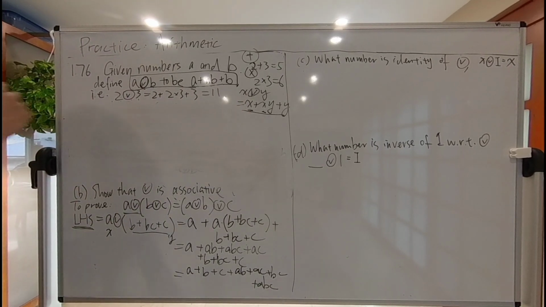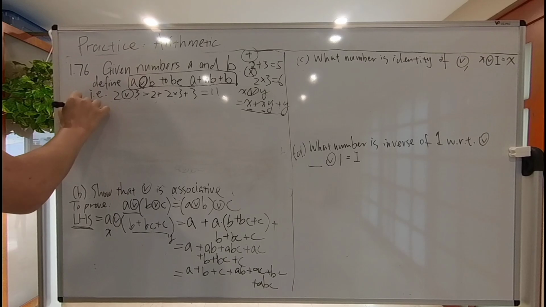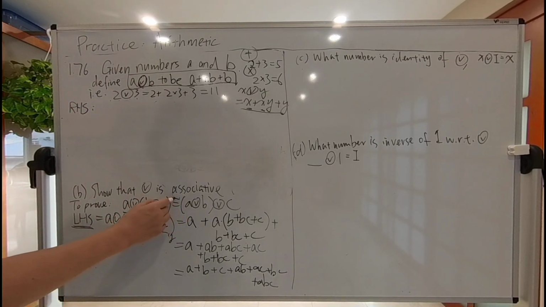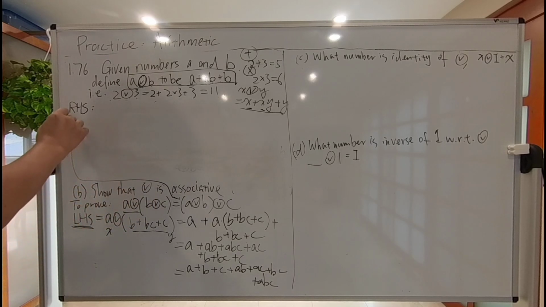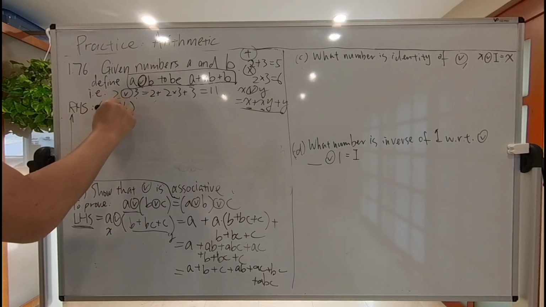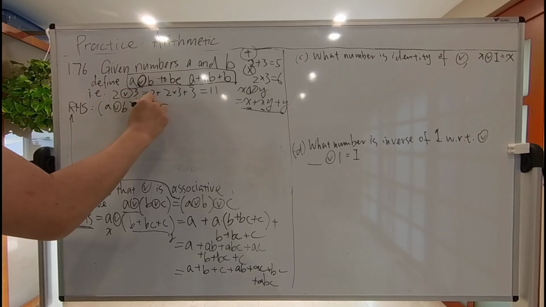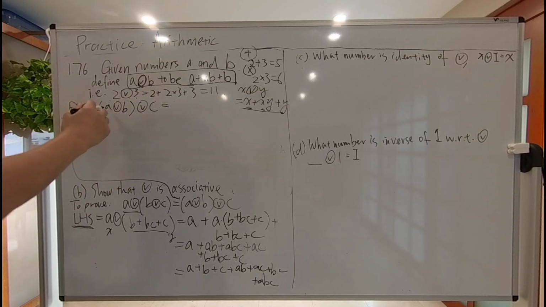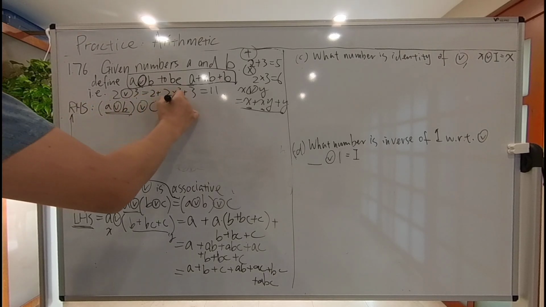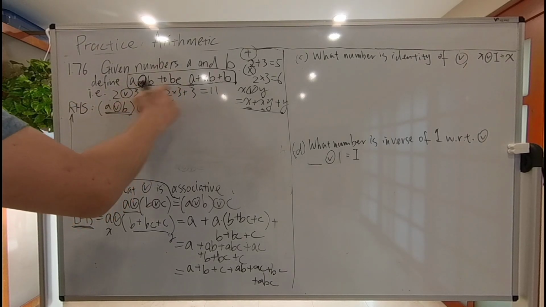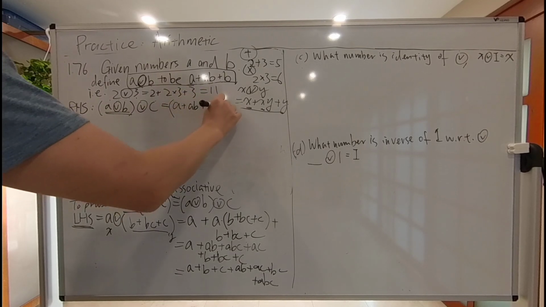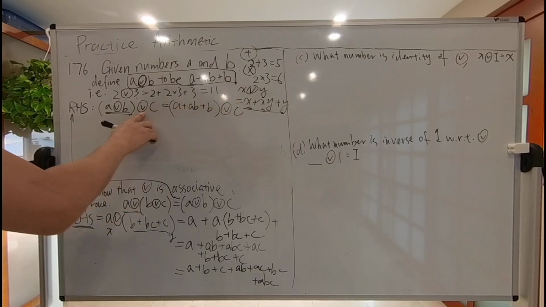Okay, now let's check the right hand side. The right hand side of what we want to prove is a operating b operating c, right? So similarly, we're going to open this bracket first, to calculate the terms inside this bracket, and this is simply a plus ab plus b, with c unchanged for now.